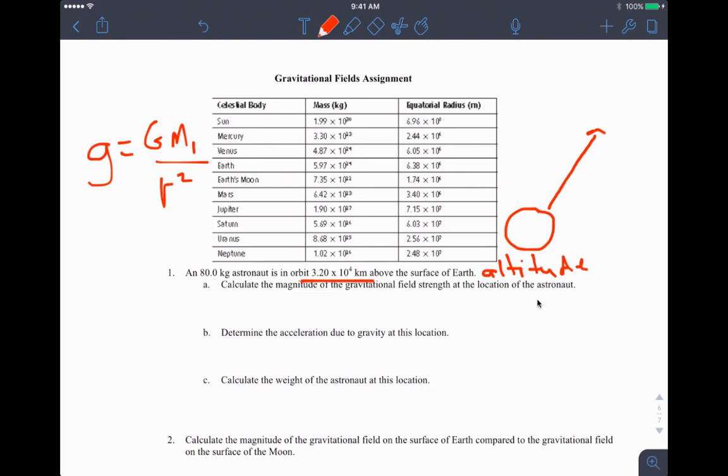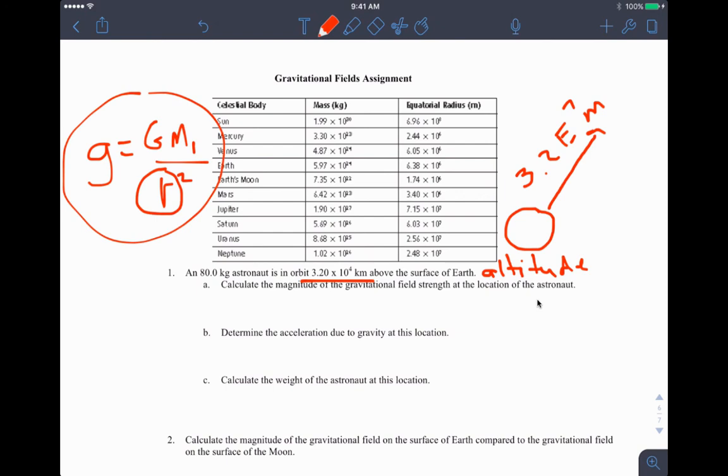So this is really 3.2 times 10 to the 7th meters, because I'm converting kilometers into meters. Be careful that you do that every time because, as you noted in the units, kilometers is not a unit we can use. So if we want to know the gravitational field strength, we're going to use this expression right here. Above the surface of the Earth, we need to know the separation distance r.